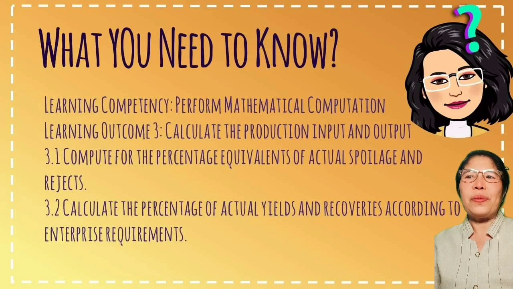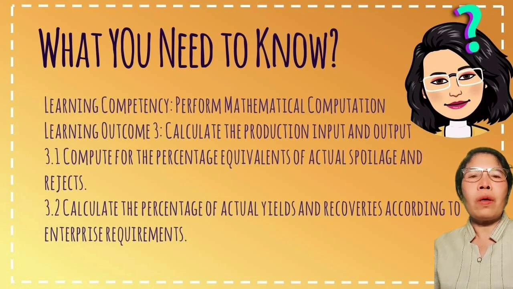What you need to know: learning competency, perform mathematical computation. Learning outcome 3, calculate the production of input and output. 3.1, compute for the percentage equivalence of actual spoilage and rejects. 3.2, calculate the percentage of actual yield recoveries according to enterprise requirements.